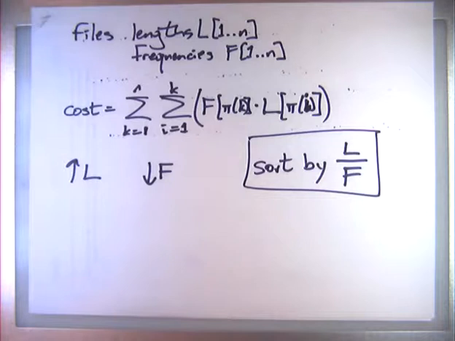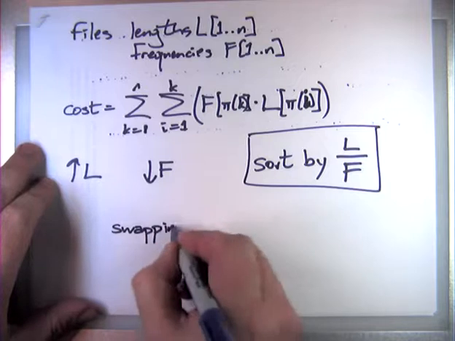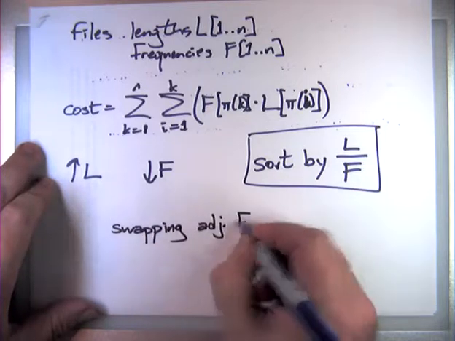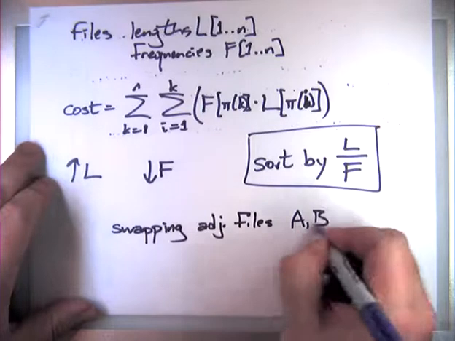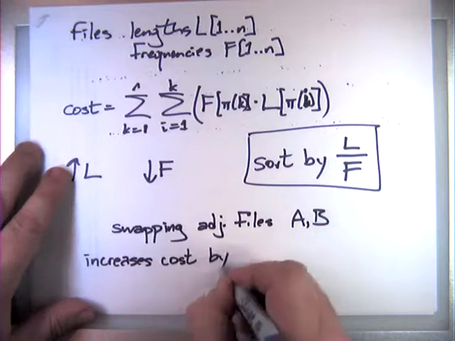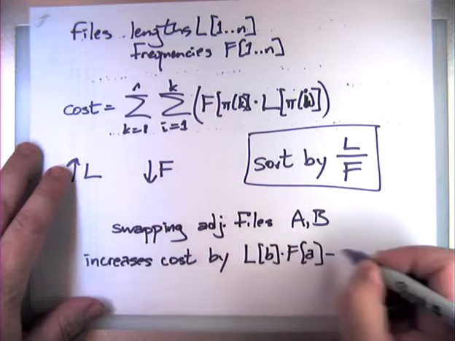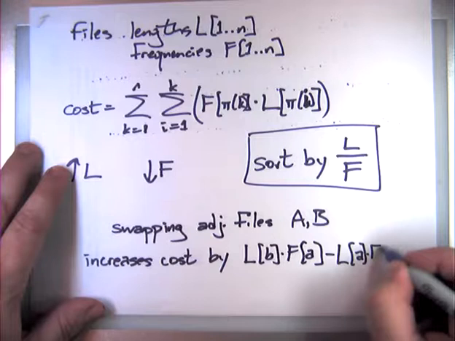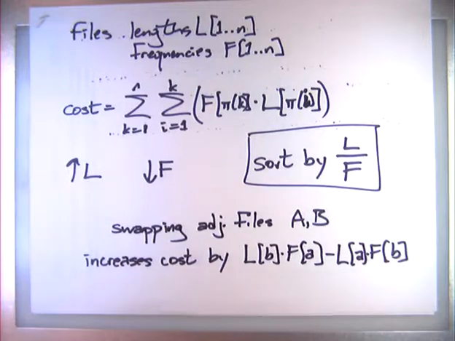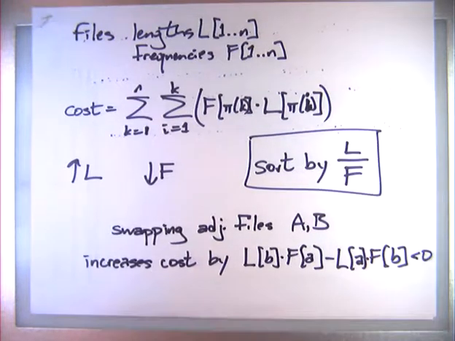I won't go through the details of the argument, except to give you the punchline: swapping adjacent files A and B increases this cost function by length of B times frequency of A minus length of A times frequency of B. And so if A and B are out of order according to this ratio, this will be a decrease in cost. Otherwise the argument is exactly the same as we did with just lengths.